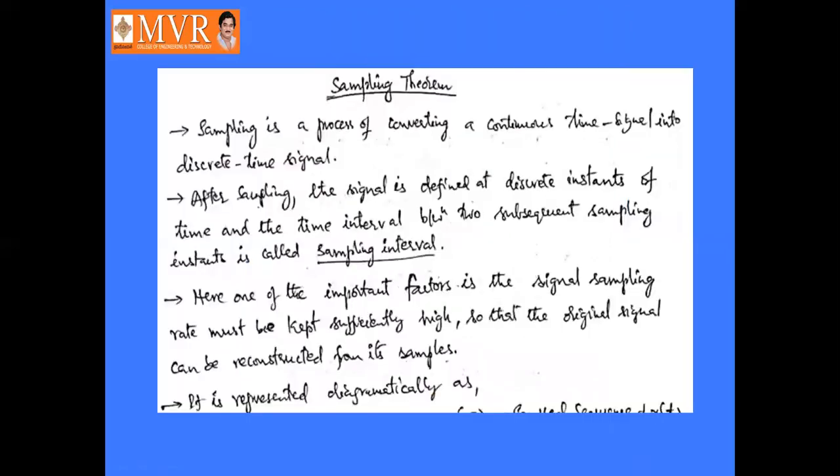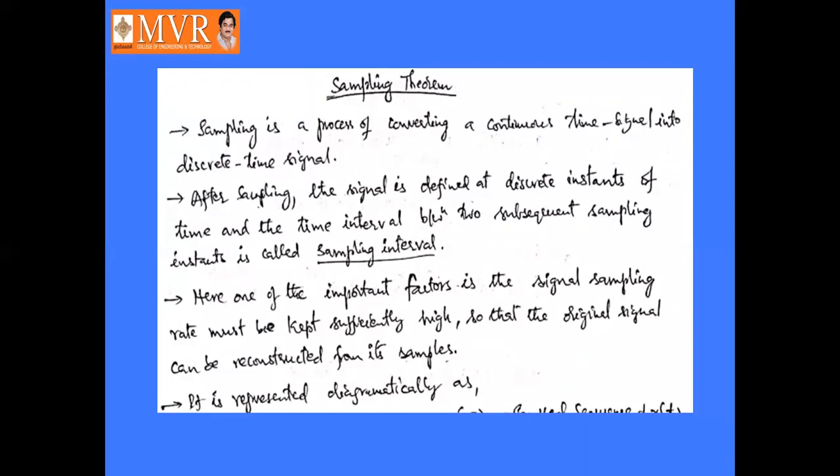Now we are going to discuss the sampling theorem. What is meant by sampling? Sampling is a process of converting a continuous time signal into a discrete time signal. A continuous time signal is continuous for all time t. So how do we get a discrete time signal from a continuous time signal? The continuous time signal can be frozen for some time and divided into equal intervals of time. That is nothing but a discrete time signal, and that process is the sampling process.